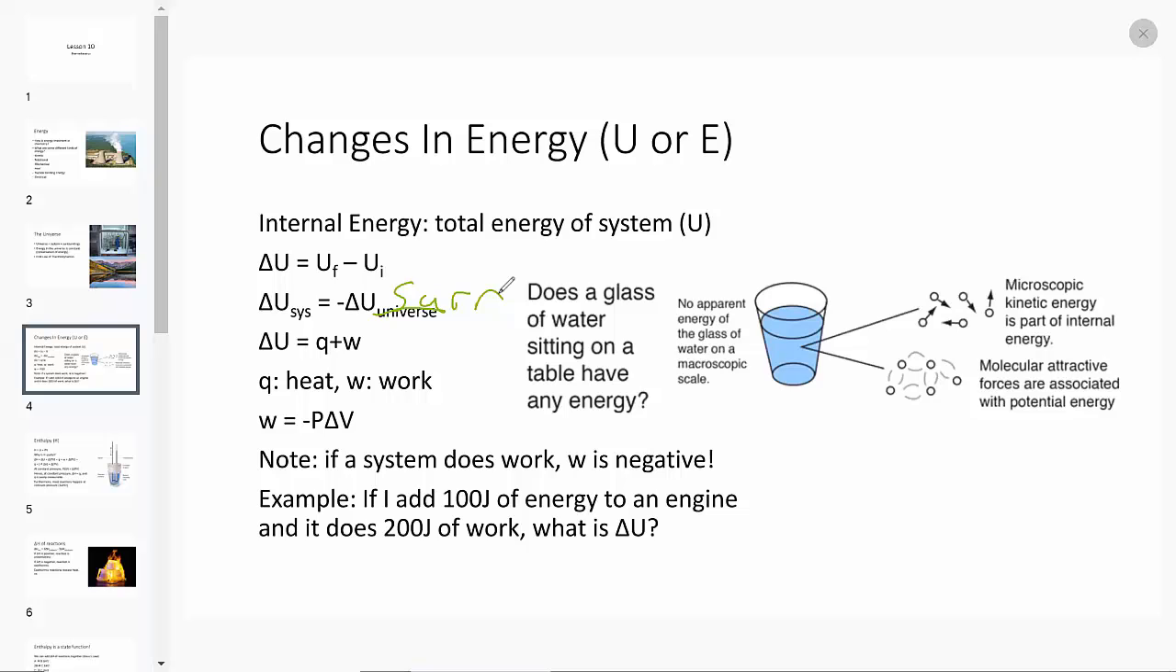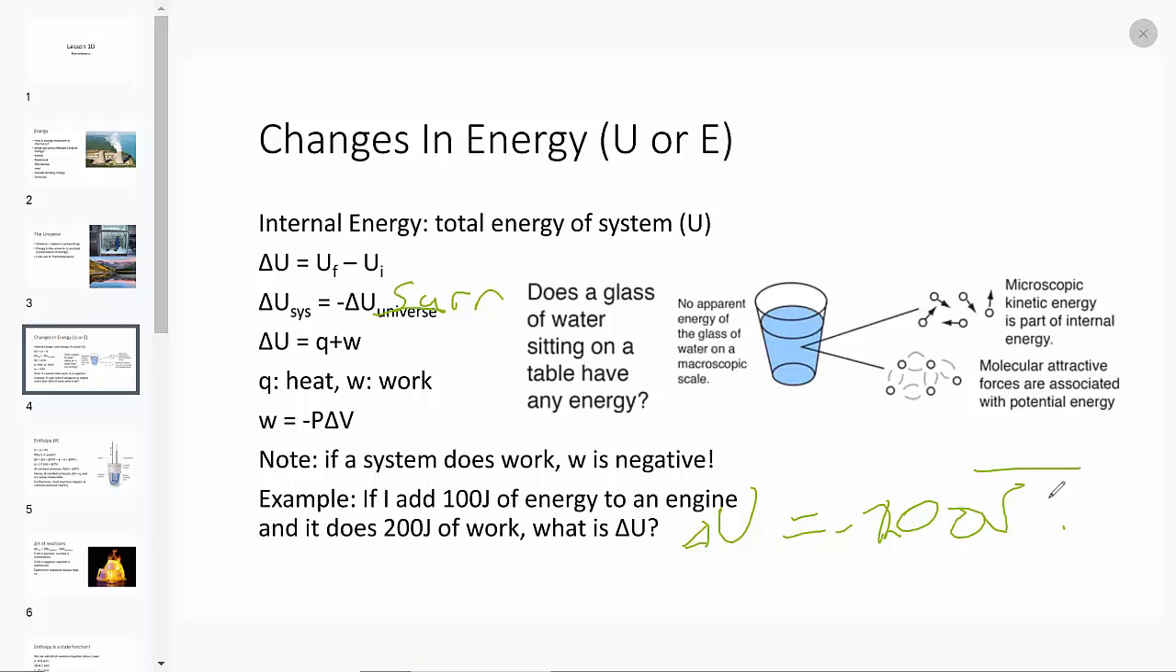So for example, let's imagine some hypothetical engine, like a car engine. Let's say I add 100 joules of energy to this engine, and it does 200 joules of work. So then what should delta U be? It does 200 joules of work, so W equals negative 200 joules, okay? And then we add 100 joules of heat energy. So it's 100 plus negative 200, which equals negative 100. So delta U equals negative 100 joules.